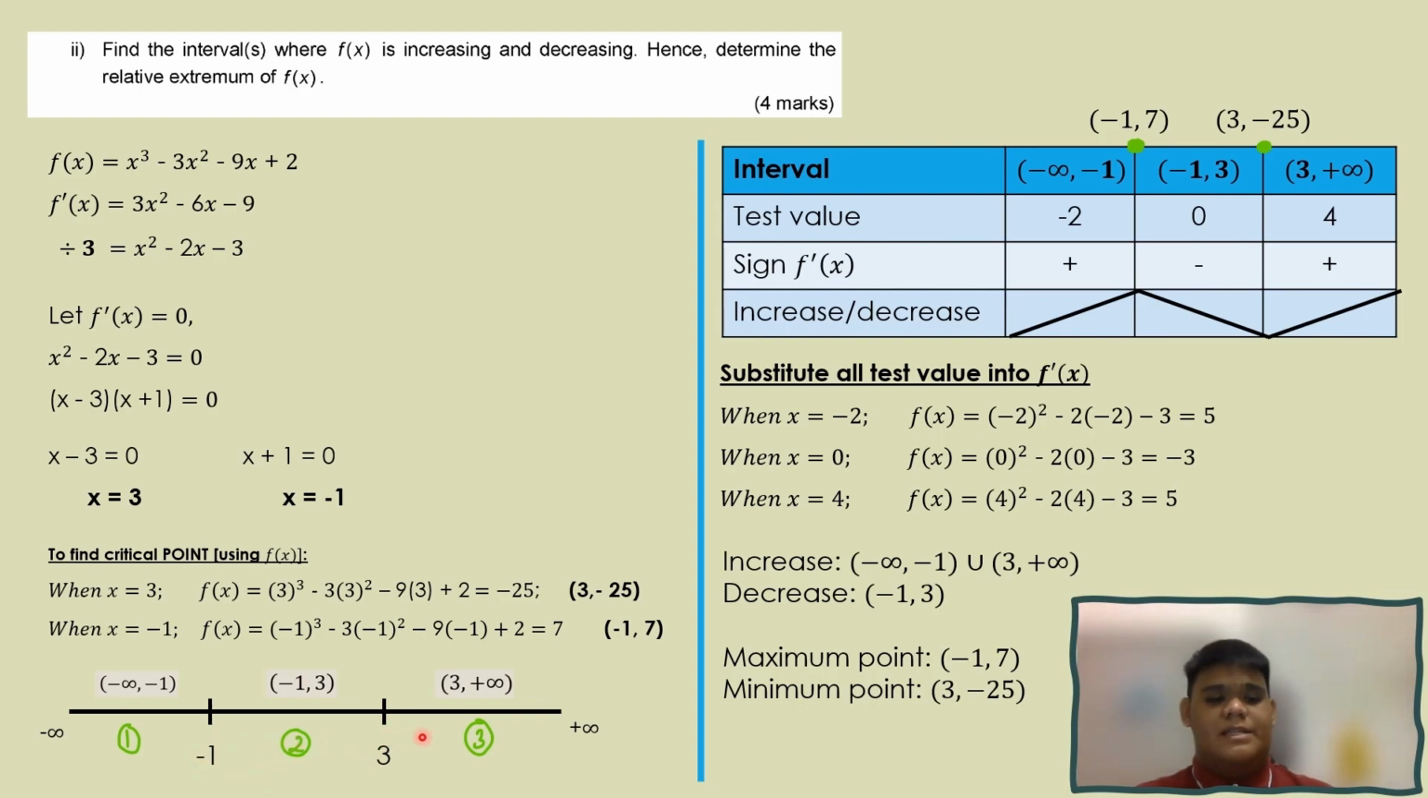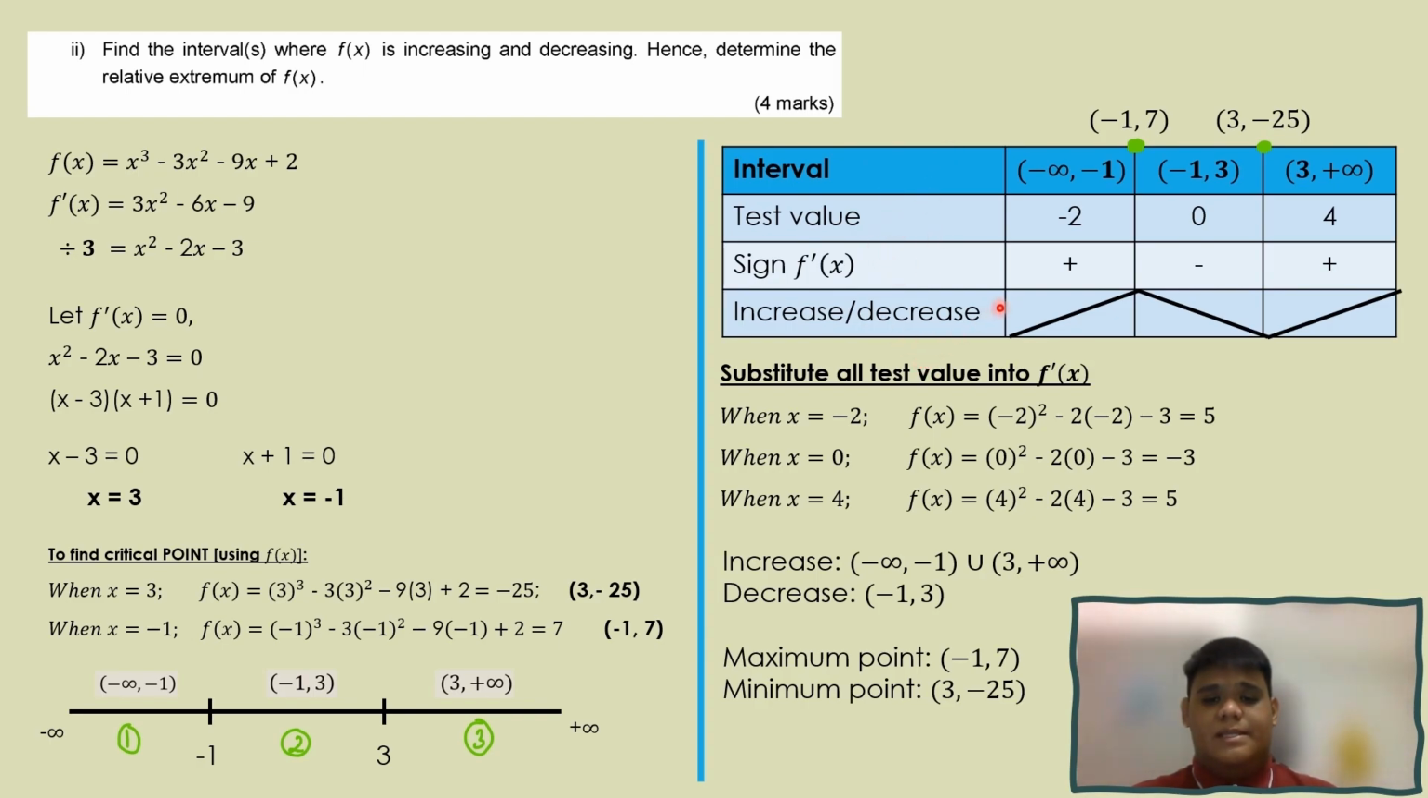And then we can see there's 3 intervals that we can write. The number 1 is negative infinity to negative 1. The number 2 is negative 1 to 3. And third is 3 to positive infinity. And then we need to draw the table. It contains the interval, test value, sign of f prime x, and increase or decrease.